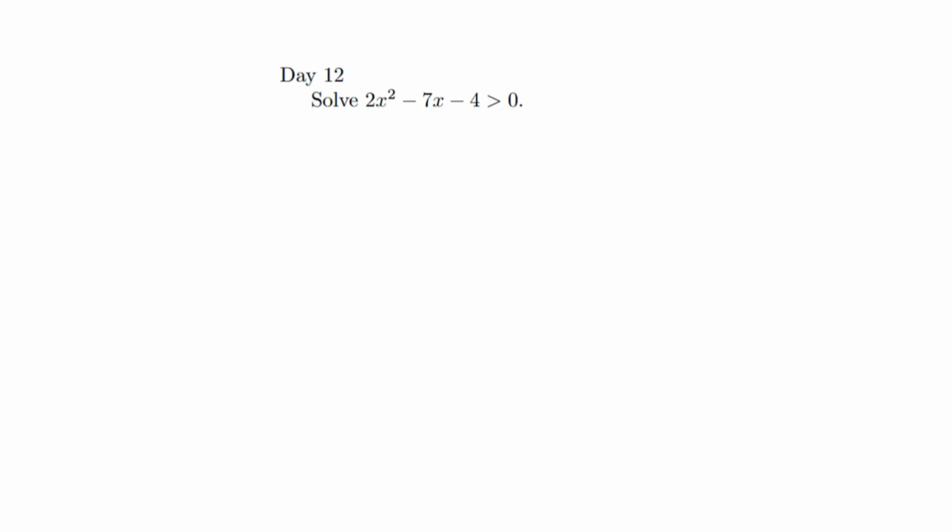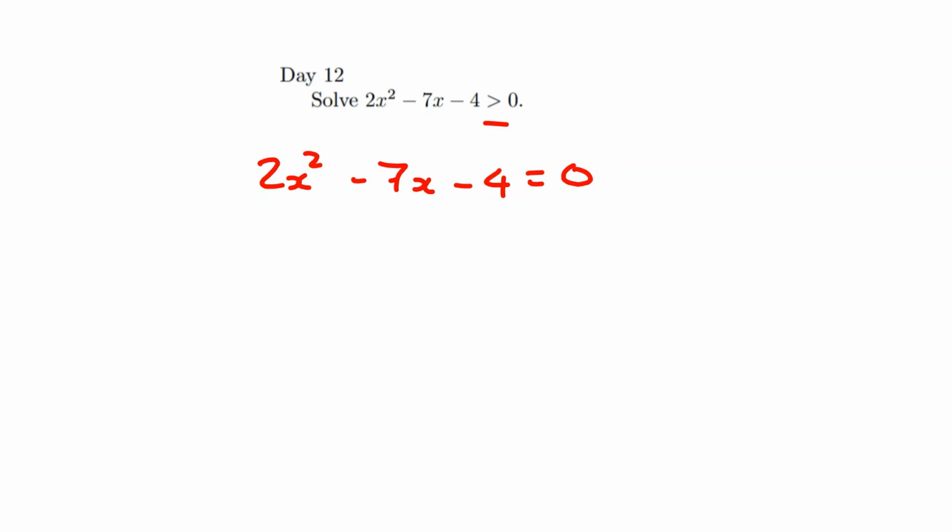And yesterday we were given the question, solve 2x squared minus 7x minus 4 is greater than 0. So this is a quadratic inequality. Now, when we solve something like this, we start by solving it as if it was just an equation. So I'm going to do the Hegarty or slide and divide method.